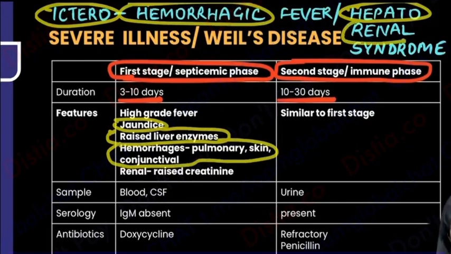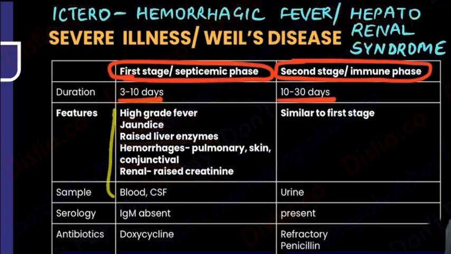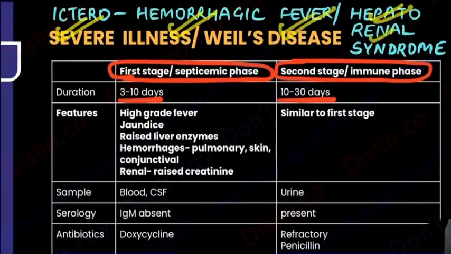And I called it hepatorenal syndrome. So there is definitely involvement of renal. Renal means raised creatinine. Hepatorenal syndrome, icterohemorrhagic fever. So of course there is high grade fever. Did you have to learn even one thing? And the same is copy pasted in the next stage, but a little less severe. So repeating, ictero means jaundice, hemorrhage means hemorrhage, fever of course fever, hepato means liver enzymes are raised, renal means creatinine is raised. That is Weil's disease, the disease that I've told you.